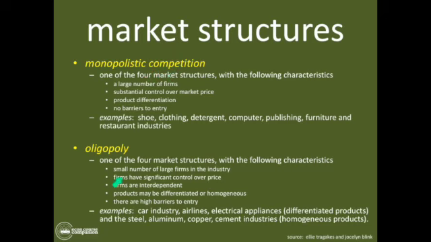All right. The last one, oligopoly. Oligopoly is one of four market structures with the following characteristics. A small number of large firms in the industry. Firms have significant control over price. Firms are interdependent on each other. Products may be differentiated or homogeneous, and there are high barriers to entry.